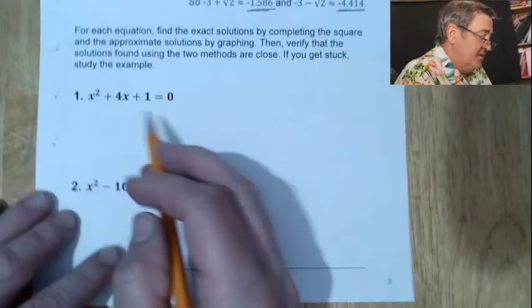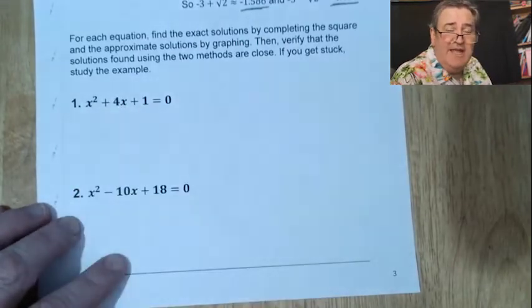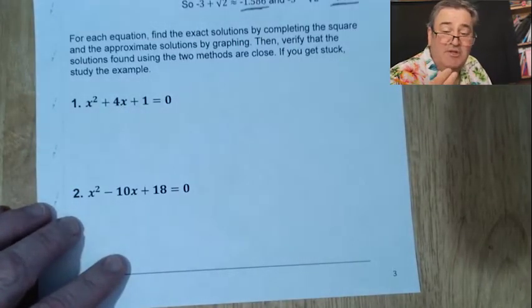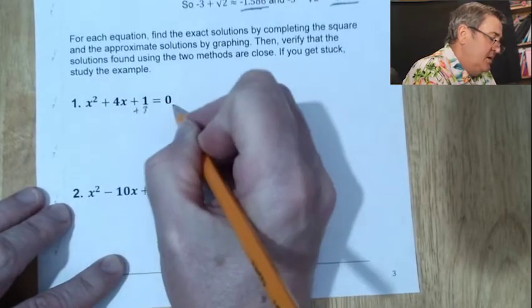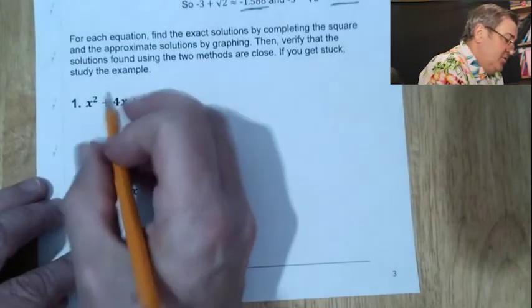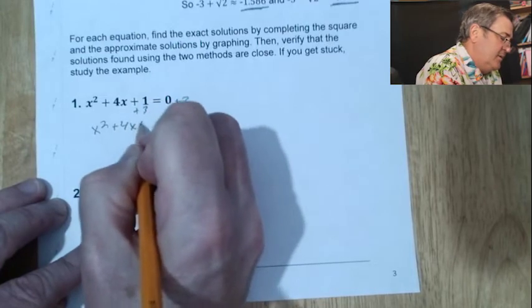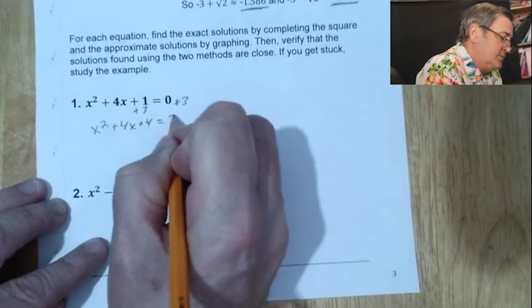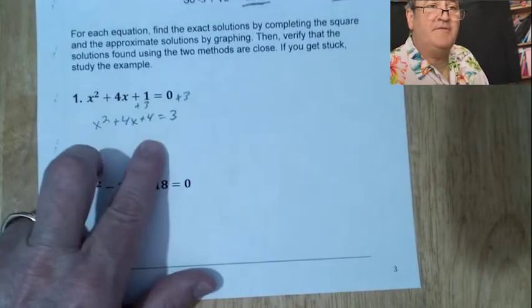Let's complete the square. x squared plus 4x plus 1. Now 4x, if we take half of the 4 is 2. 2 times 2 is 4, so this needs to be plus 4. So we need to add 3 more to it, which means we need to add 3 over here. So our new equation will be x squared plus 4x plus 4 equals 3.